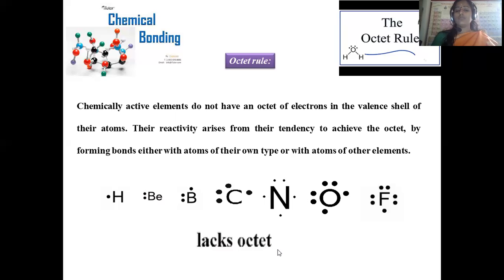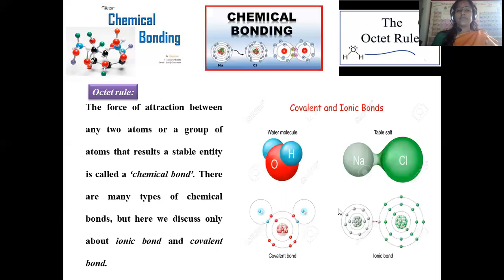Nitrogen with 5 electrons needs 3 more to achieve octet. Oxygen with how many? 2 plus 2 plus 2, 6 electrons are there, 2 more to reach the octet. Fluorine with 2 plus 2 plus 2 plus 1, 7 electrons are there in its valency shell, so 1 more electron will reach the octet. All these are termed elements with lack of octet, and all have reactivity to achieve that octet, ns2 np6.